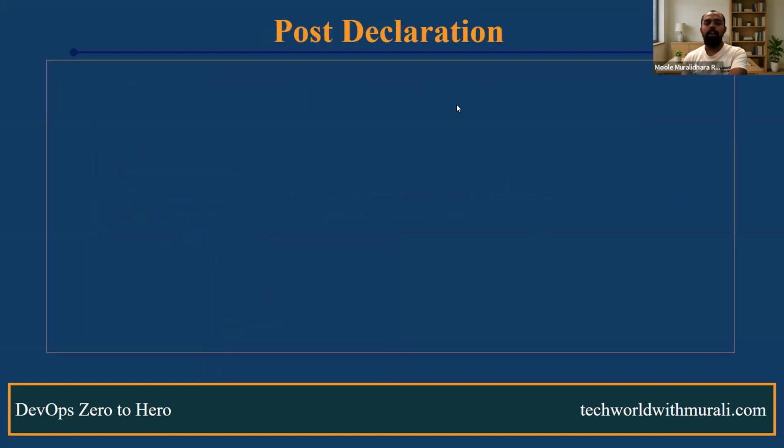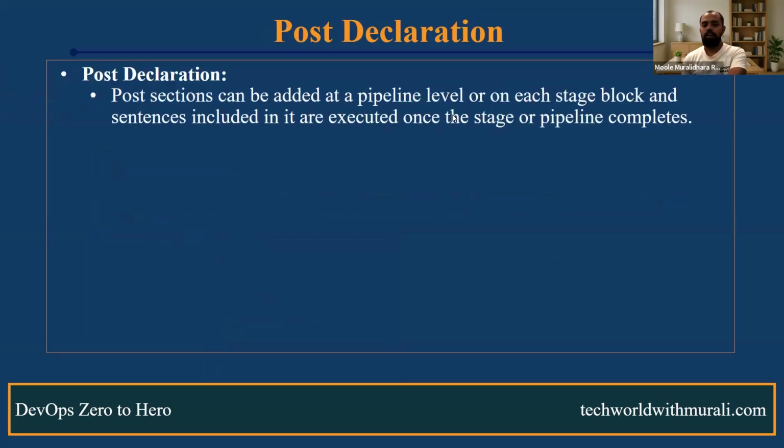Clear, right? Fine. Coming to the post declaration, guys, if you want to send any notification, for example that my job is completed, or that one of my stages, for example clone the repository, is completed and I need to send a notification, then we can use the post declaration. Here you have to remember, post declaration can be defined at pipeline level and also at individual stage level.